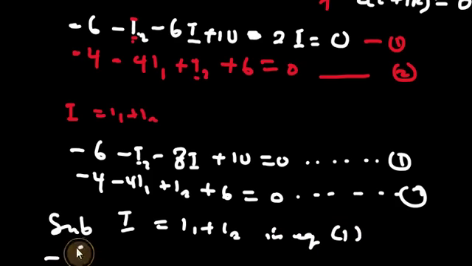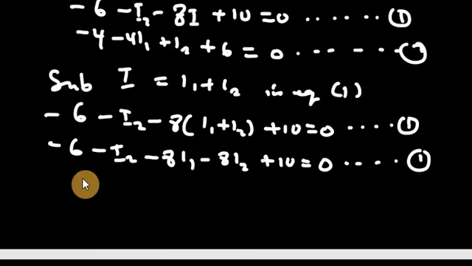We have minus 6 minus I2 minus 8 brackets I1 plus I2 plus 10 equals 0. This is equation 1. So we keep on going. We clear the bracket: minus 6 minus I2 minus 8I1 minus 8I2 plus 10 equals 0. This is still our equation 1.